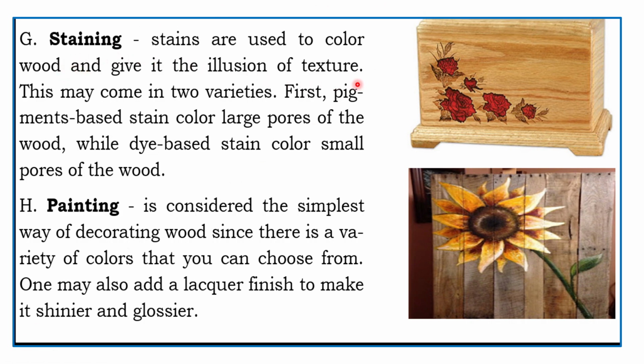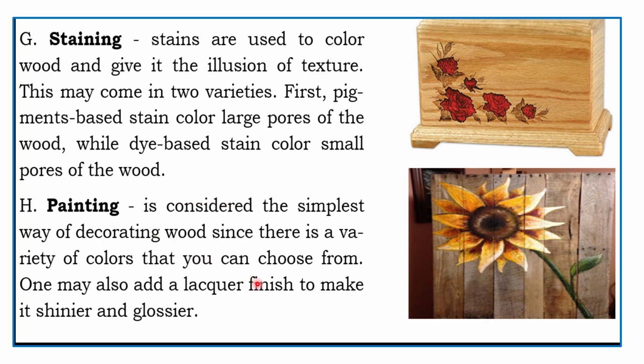Next, we have staining. So stains are used to color the wood and give the illusion of texture. This may come in two varieties. First, pigment based stain colors large parts of the wood, while dye based stain colors small parts of the wood. So pigments are used for large pores, while dye based stain is used for small pores of the wood.